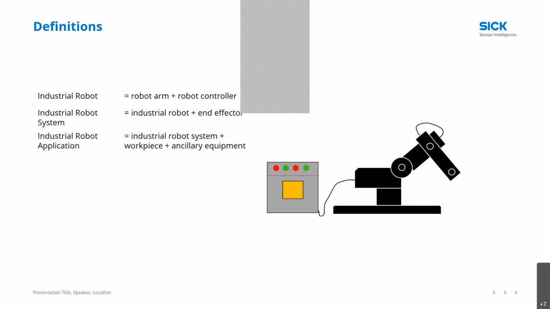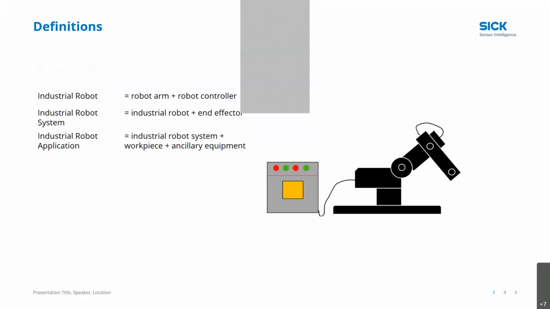A lot of people say, I've got this robot I need to safeguard. Well, just so we're all on the same page and very clear, we like to take a system approach. So the industrial robot system would include the robot, the controller, and the end effector. The end effector is very critical when we're talking about safeguarding a robot.